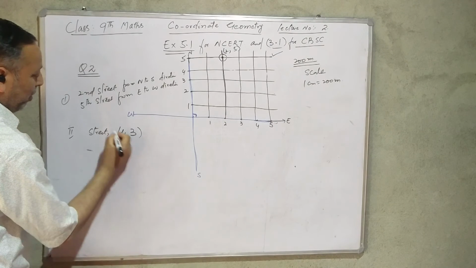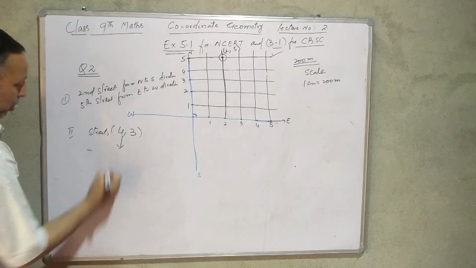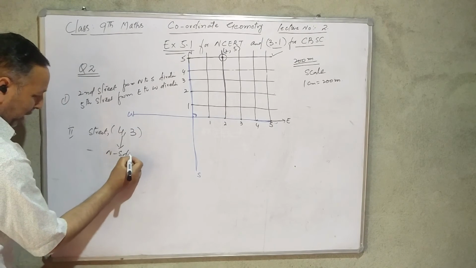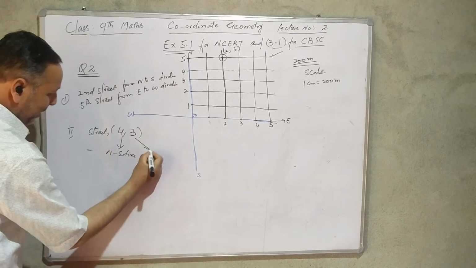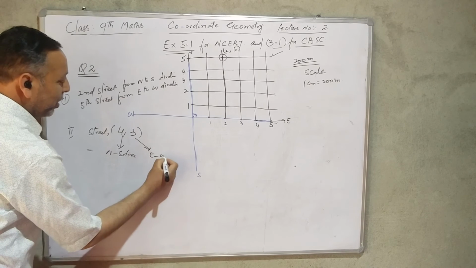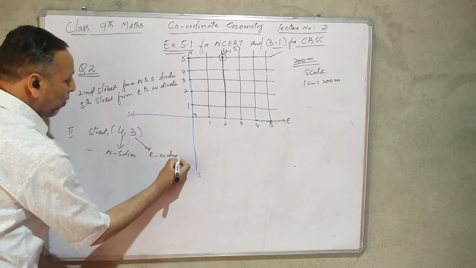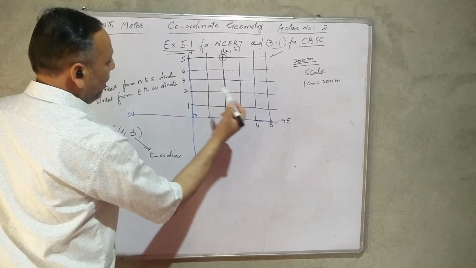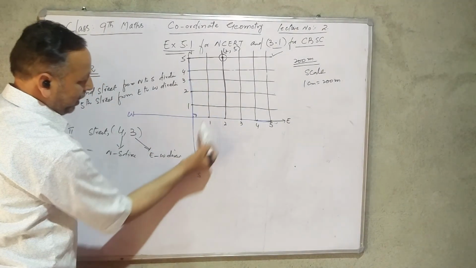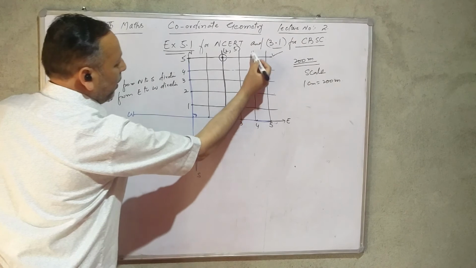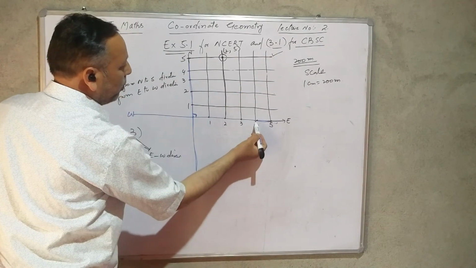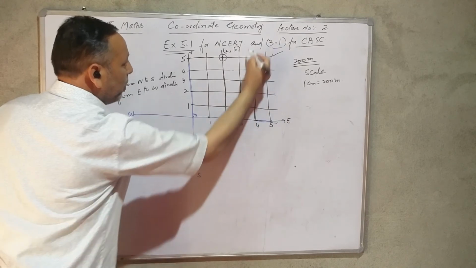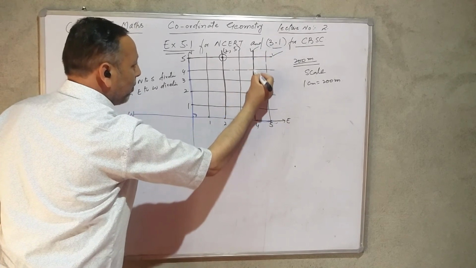Now, the second point is 4 and 3. Fourth street in the north-south direction, and third street in the east-west direction. North-south direction, fourth street: 1, 2, 3, and 4. This is a street. Let me mark it here.